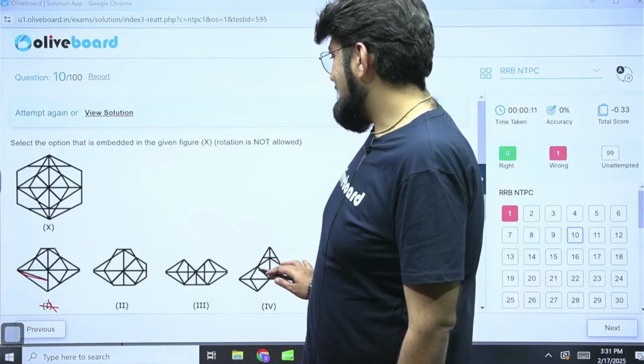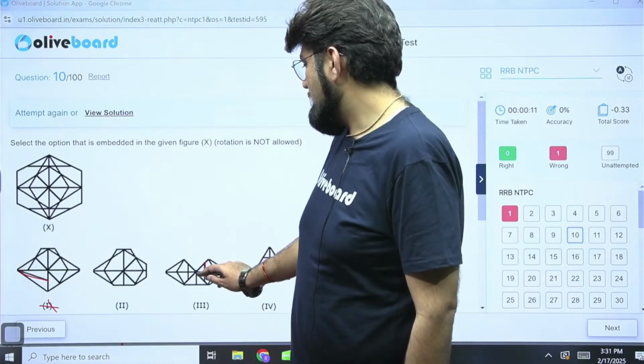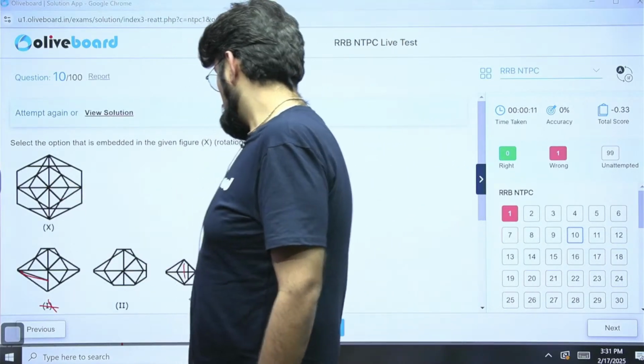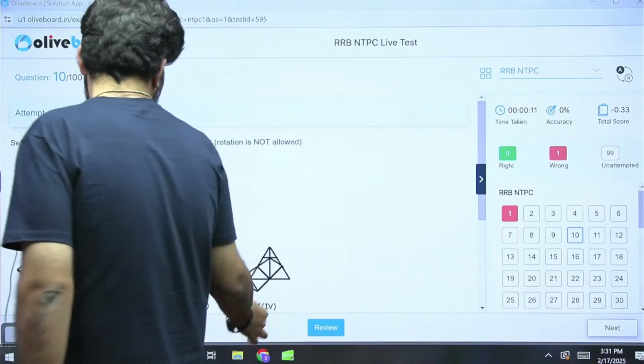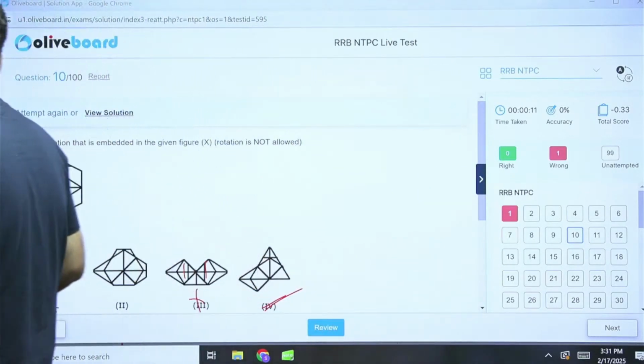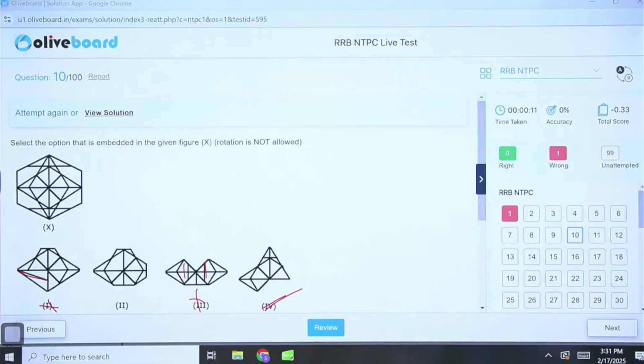But if you look at this aspect, see, this has these vertical lines which are missing here in the figure. So this is also not embedded. This is the perfect picture which is given in this one. So figure 4 becomes your correct answer. Figure 4 becomes your clear correct answer. Let's move on to the next one.